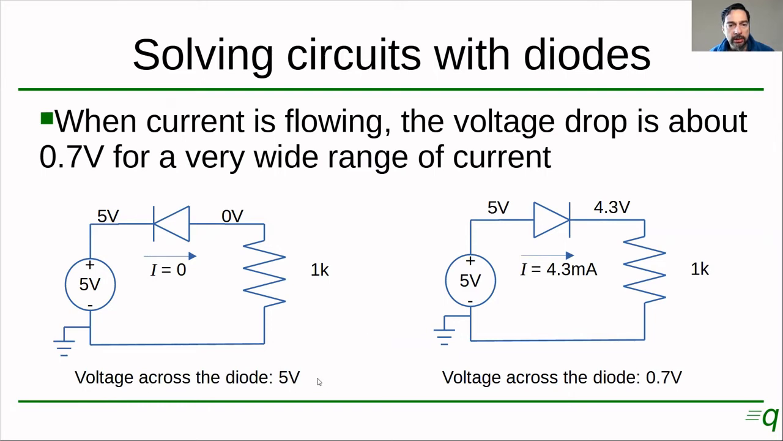So the voltage across the diode is 5 volts, or strictly speaking, it would be negative 5 volts, right? Because voltage is usually specified with this terminal positive and this terminal negative, but because the voltage here is higher than this one, that would be a negative voltage. Okay.